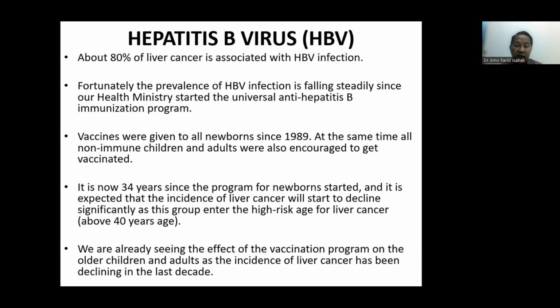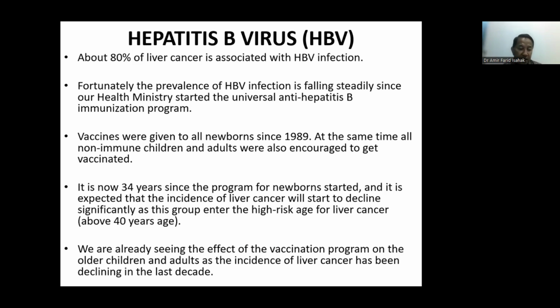So let's zoom in on the number one cause of hepatitis, and that is the hepatitis B virus. And 80% of liver cancer is associated with HBV infection. Fortunately, the prevalence of HBV infection is falling steadily since our health ministry started the universal anti-hepatitis B immunization program. This was started in 1989. Vaccines were given to all newborns since 1989. At the same time, all non-immune children and adults were also encouraged to get vaccinated.